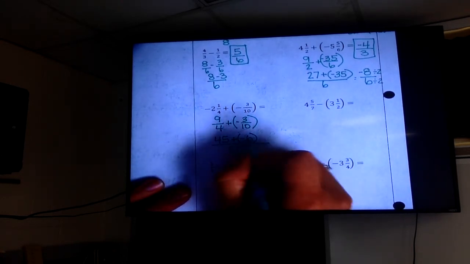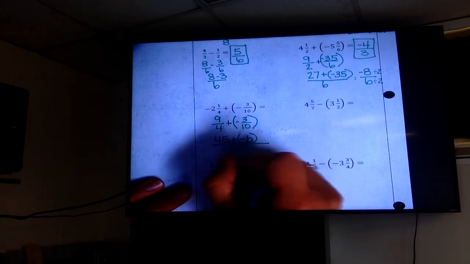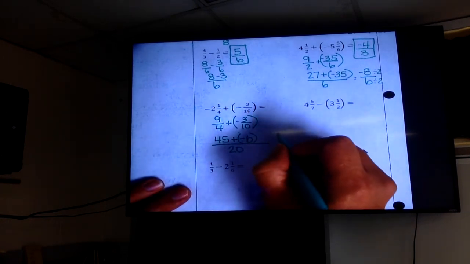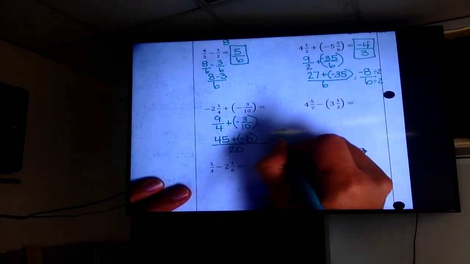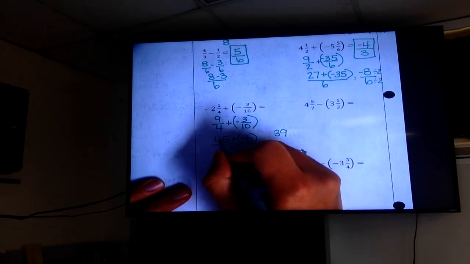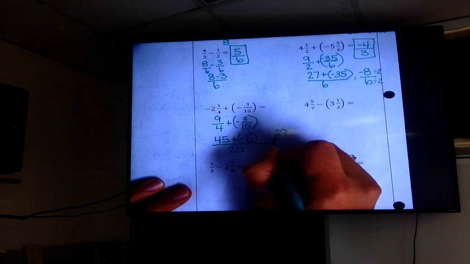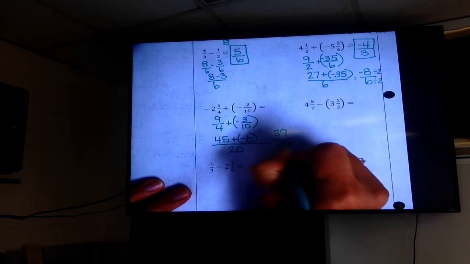Now I'm going to look and I'm going to say my signs are different, and in addition, when my signs are different, I subtract. That'll give me 39. And I take the sign of the larger number. 45 is larger and it's positive. So it's a positive 39 over 20.